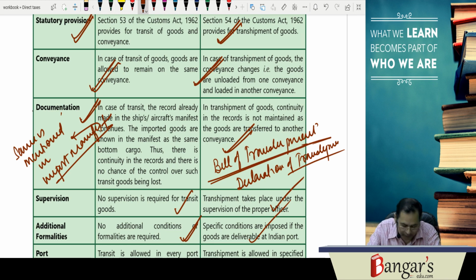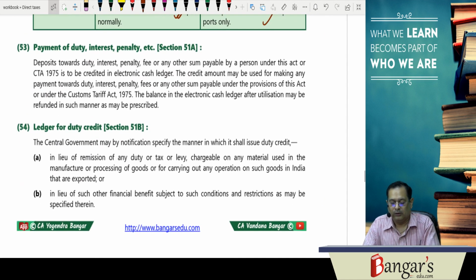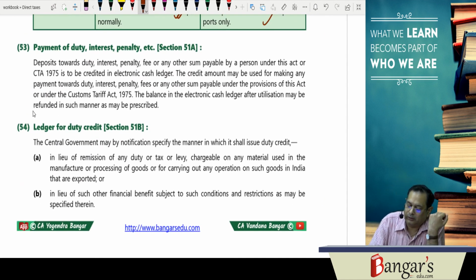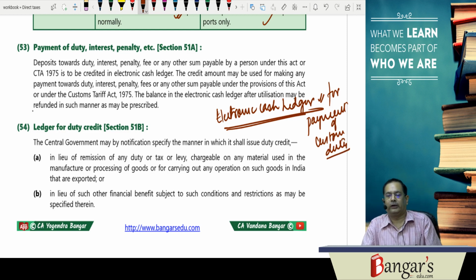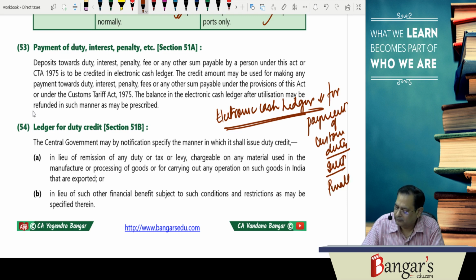Now, transit is normally allowed at every port. Transshipment is allowed only for specified ports. Then we have the electronic cash ledger for payment of custom duty. If you deposit the amount, you get the credit, when that amount is utilized for payment of duty, interest, penalty, fees, etc. Here, debit is made in this.